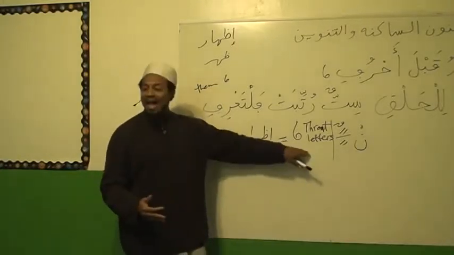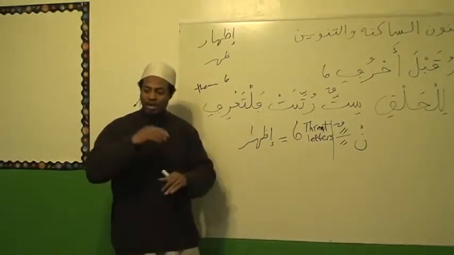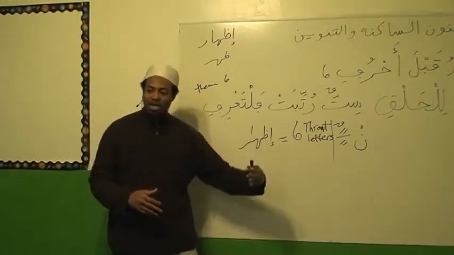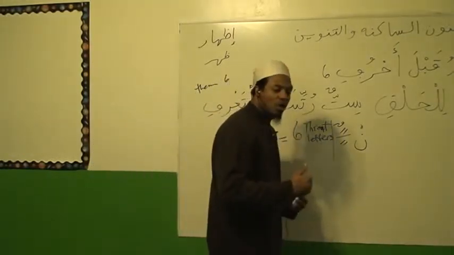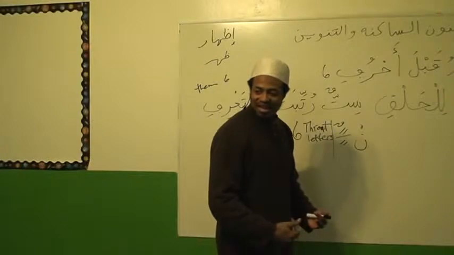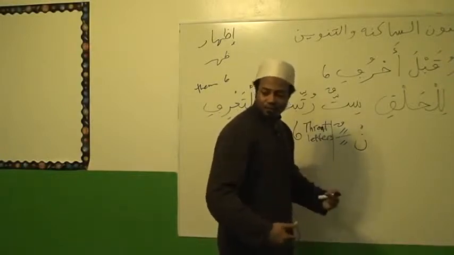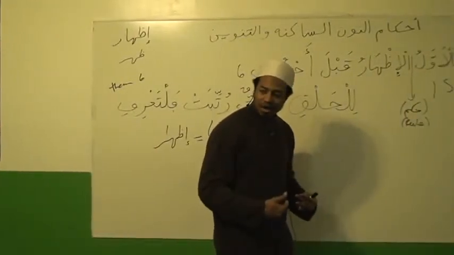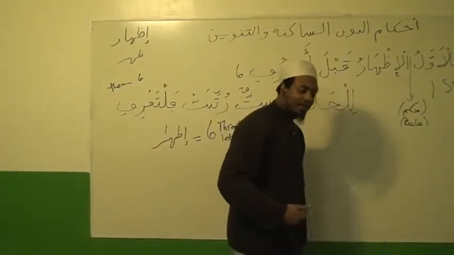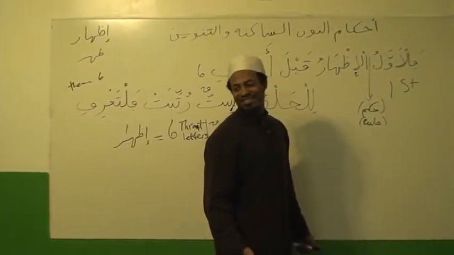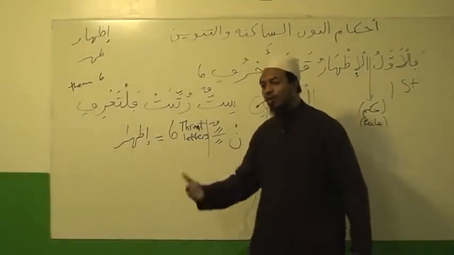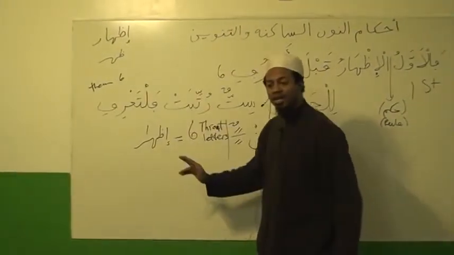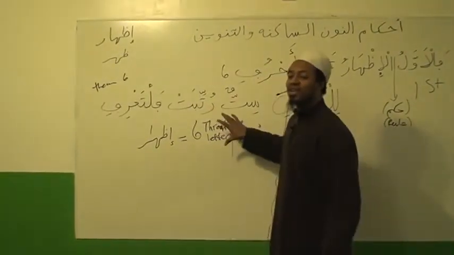Since we haven't gotten there, first we're going piece by piece. The first thing is to know that we're dealing with noon sakina and tanween. The next step is to know what the rules of noon sakina and tanween are. There are how many? Four of them, right? Then the next one is to know what's the first one. The first one is idhar. What does it do? It's for throat letters. The next step is, what are the throat letters? And when we get to that, then we'll go. And that is just the completion of this lesson, just to learn what idhar is and how it's applied and what the letters of the throat are.